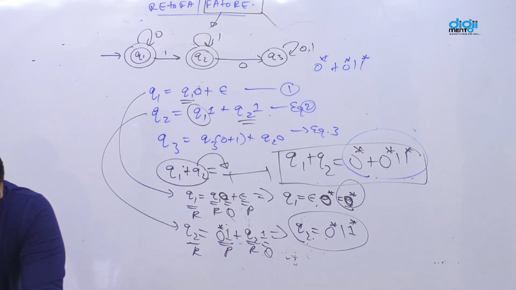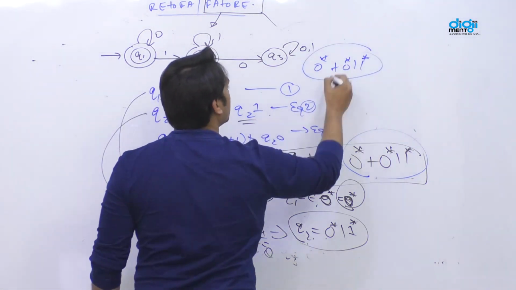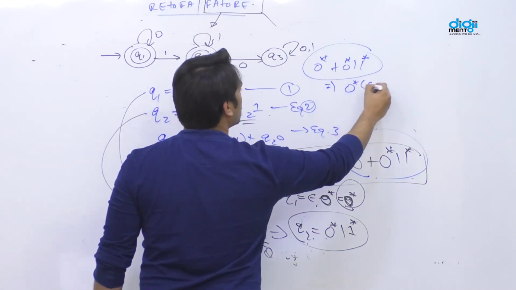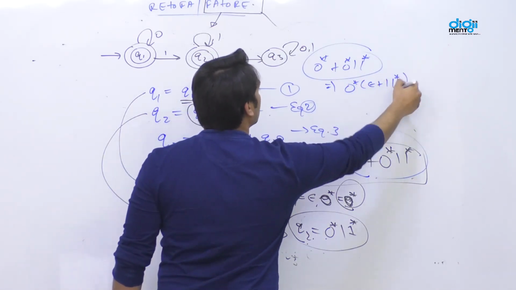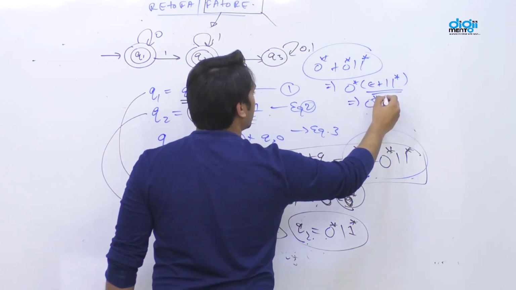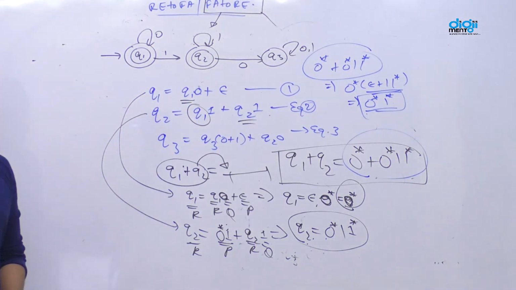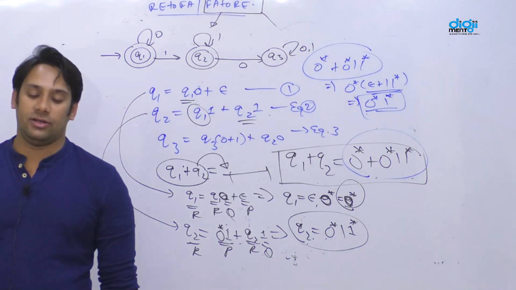So further you can even minimize it. What you can do is still from this expression you can take 0 star as common. So this will become 0 star (epsilon plus 1 1 star), and this epsilon plus 1 1 star is basically 1 star only. So it can be written as 0 star 1 star. This is the final way, and the entire diagram is representing the regular expression which is 0 star 1 star.